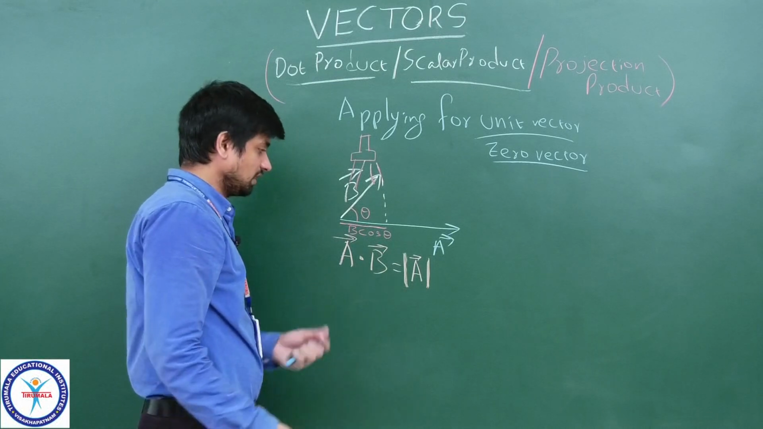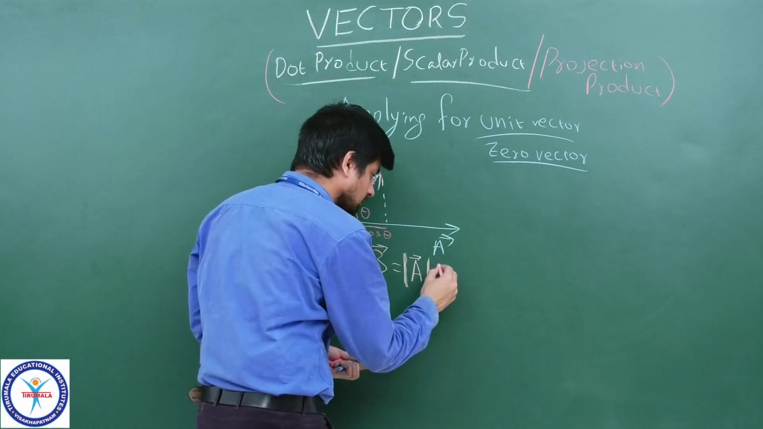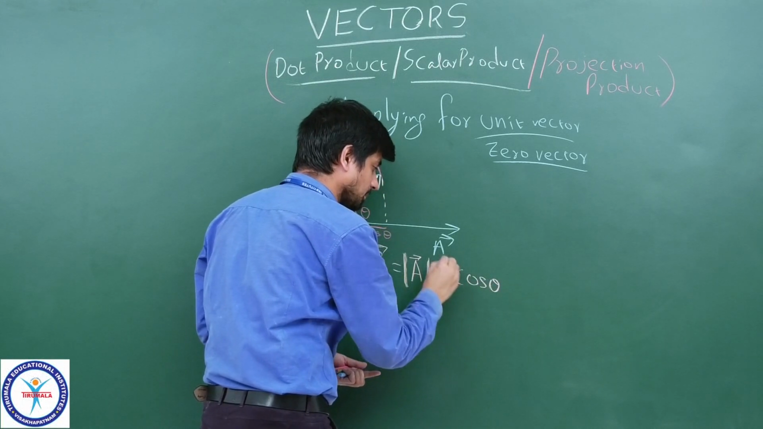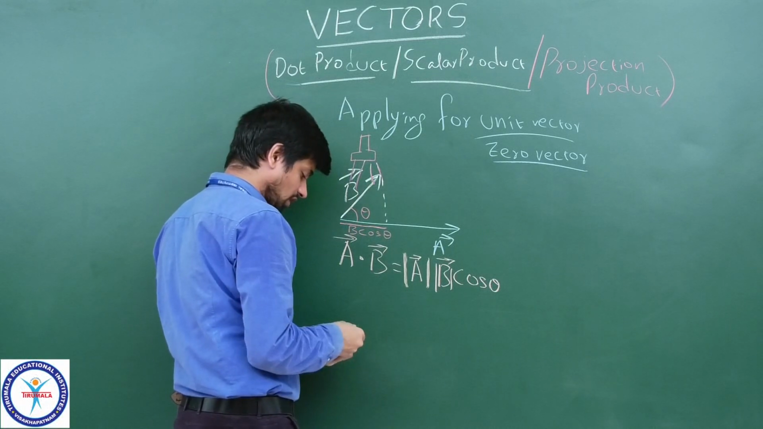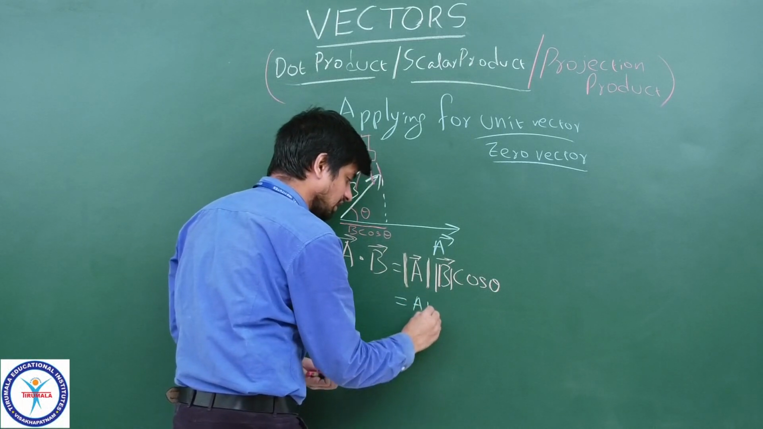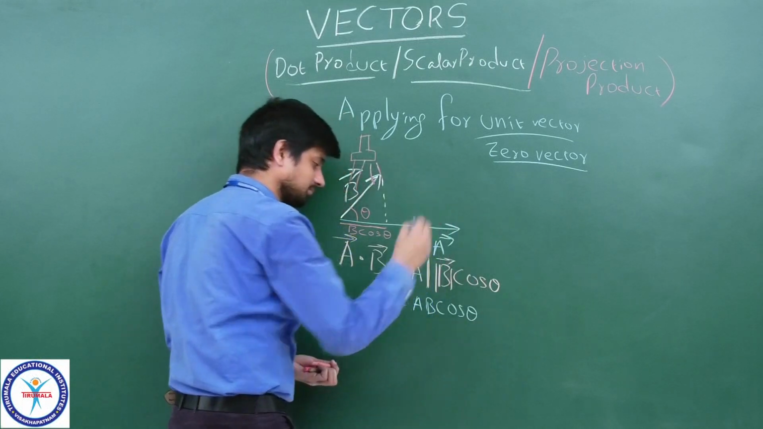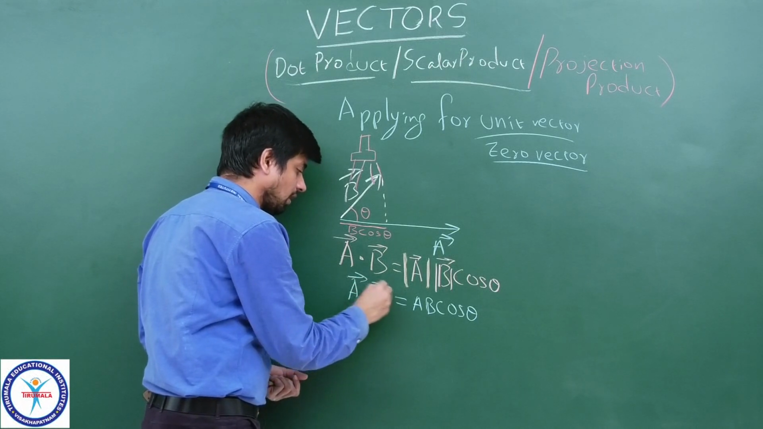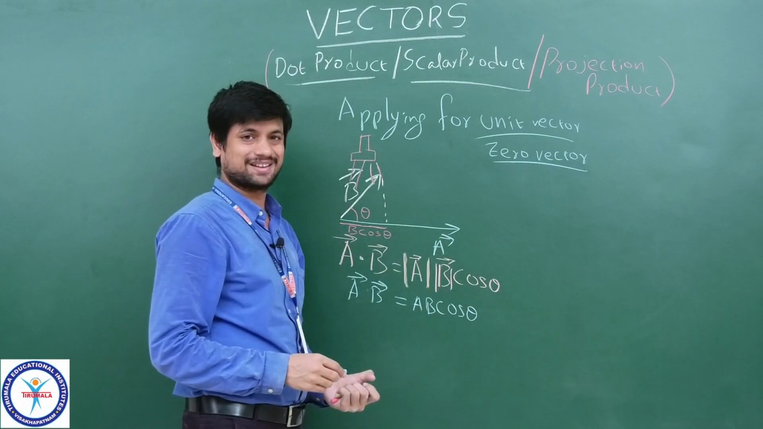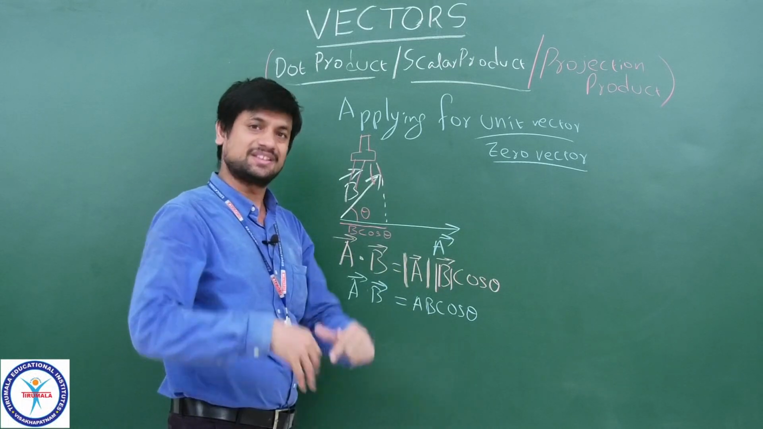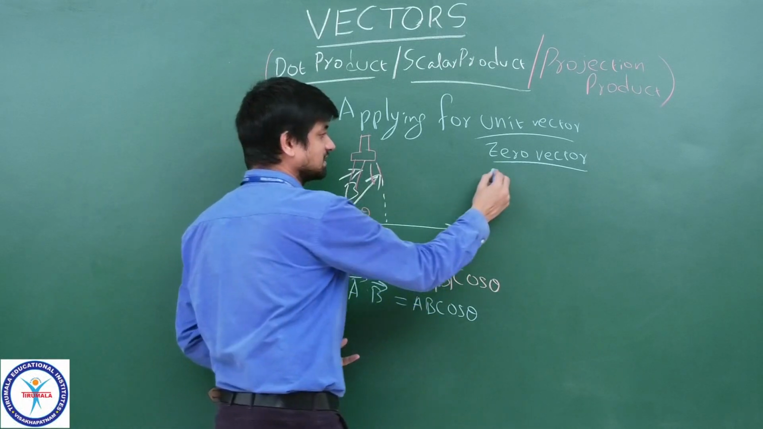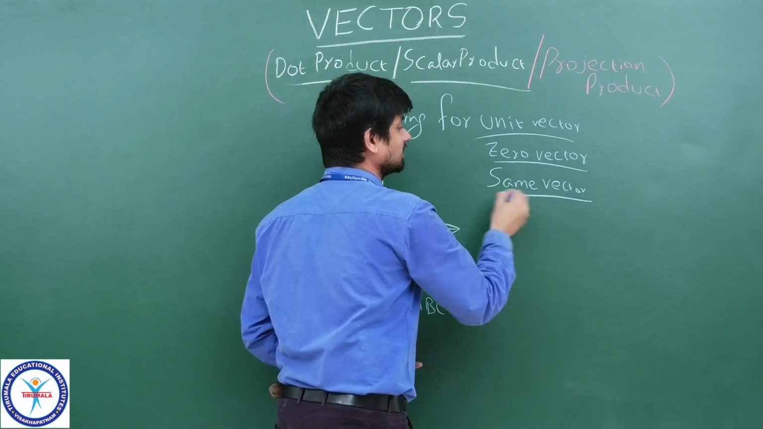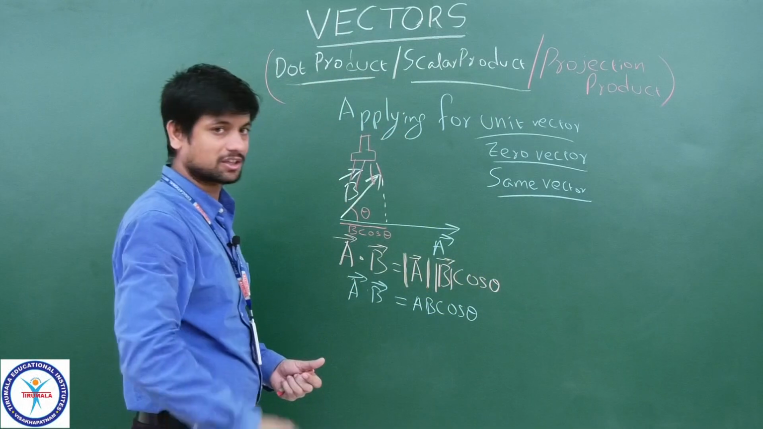Okay. So, A and B cos theta. Okay, B cos theta, right. So, if you write this one, you will get the answer AB cos theta. So, in this way, we will calculate if those are unit vectors, if those are zero vectors, if it is the same vector. For all these cases, we are going to calculate the dot product answers.